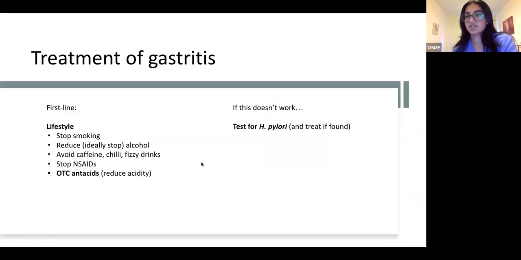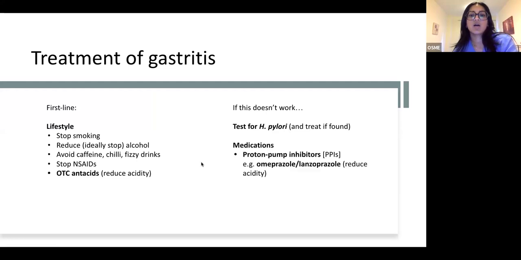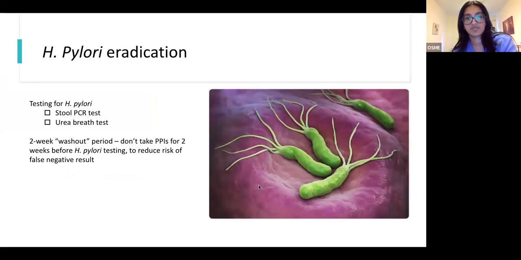However, if these methods are unsuccessful, you would want to consider testing them for Helicobacter pylori and then subsequently treating it if it's positive. Also, common medications that you should know about: PPIs, which inhibit the proton pump, which secretes the stomach acid. Also, H2 blockers, which are antihistamines, like ranitidine, which reduce the acidity of the stomach as well. So, in terms of H. pylori, the main tests that are done to look for it are the urea breath test and the stool PCR test. And these are typically done in GP settings.